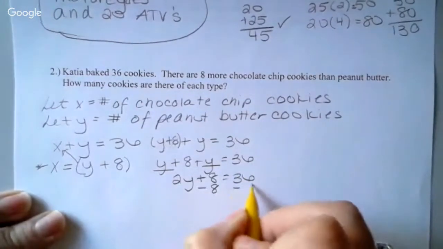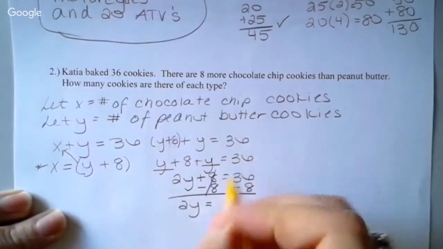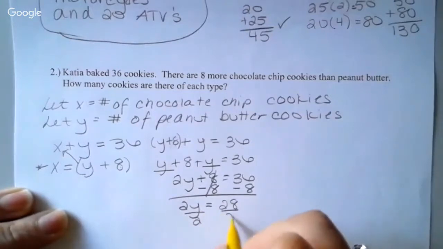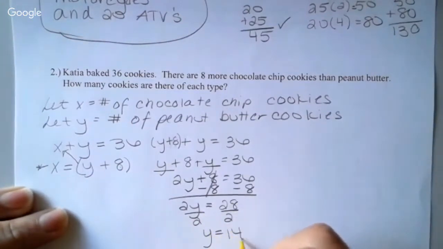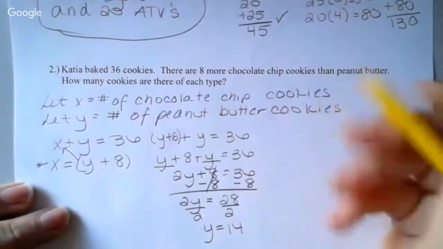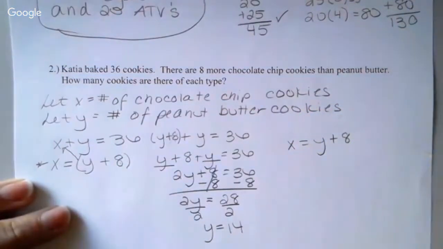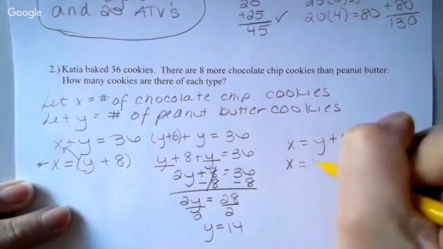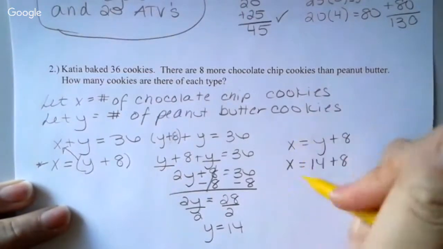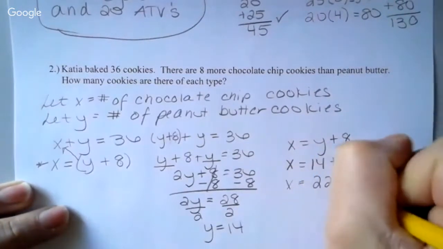So I subtract 8 from both sides. 2Y equals 28. And then I would divide by 2 to see that Y is 14. So I know I have 14 peanut butter cookies. I now have to go back and find how many chocolate chip I have. So I'm going to use the X equals Y plus 8. But I already know that Y is 14. So now I can see that 14 and 8 makes 22.